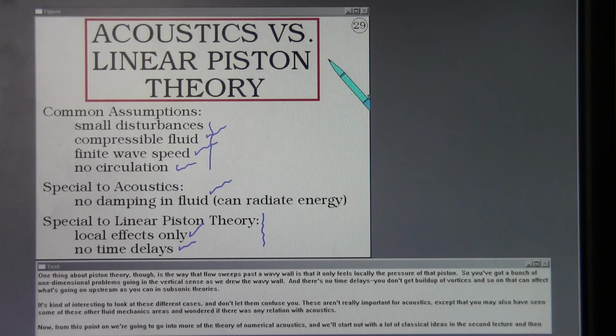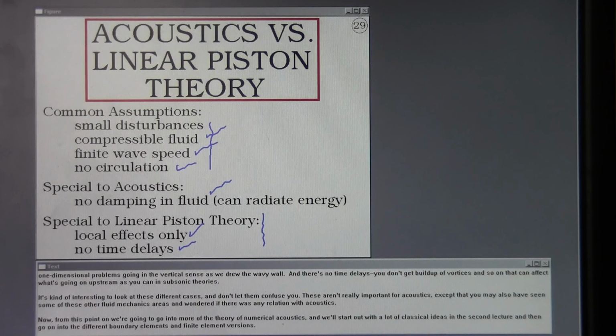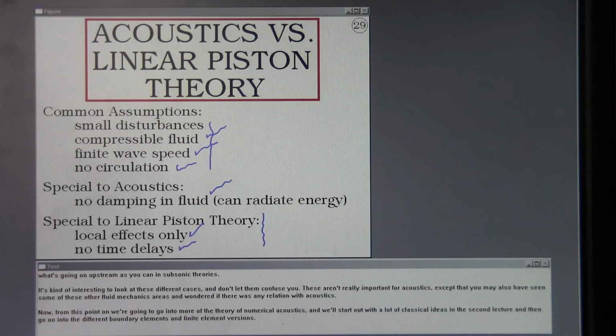These aren't really important for acoustics, except that you may also have seen some of these other fluid mechanics areas and wondered if there was any relation with acoustics. Now, from this point on, we're going to go into more of the theory of numerical acoustics, and we'll start out with a lot of classical ideas in the second lecture and then go on into the different boundary element and finite element versions.